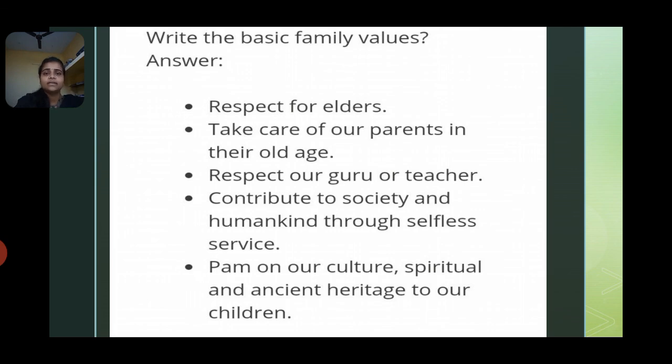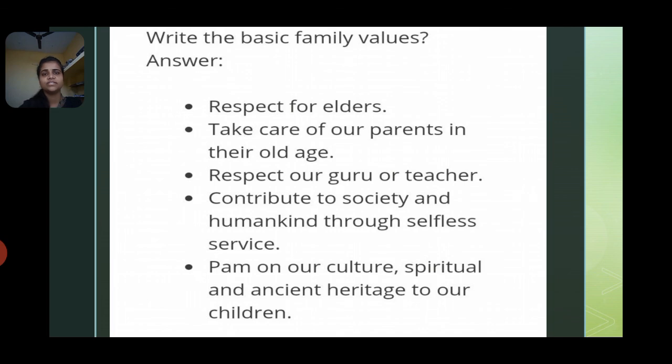Write the basic family values. We already studied that there are different family values. So what are the basic values taught by the elders in the family to the children? First, respect of elders, which is a must. Take care of our parents in their old age. Yes, we should take care of the parents in their old age.